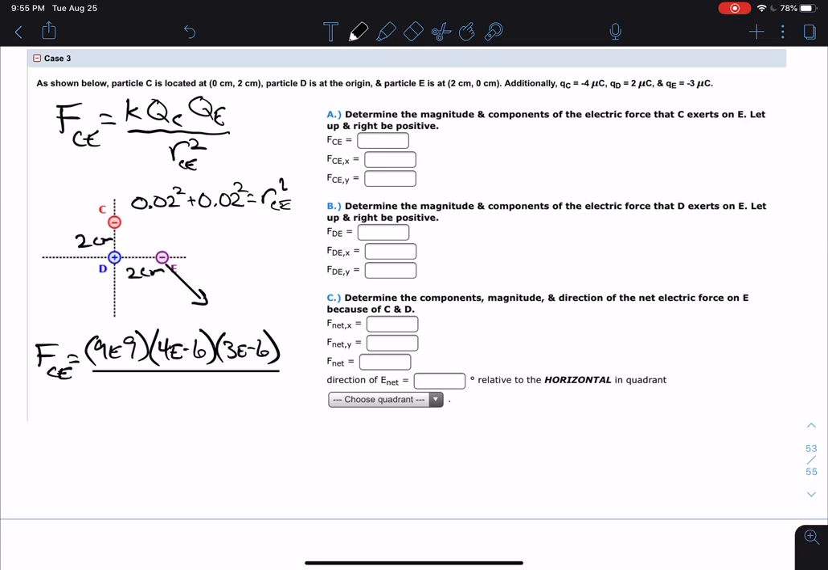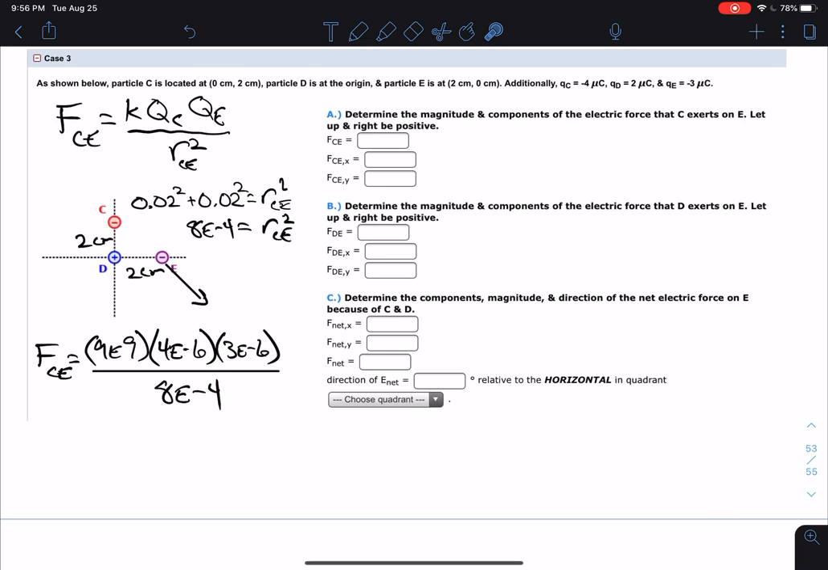Apologies for that mistake there. But now, when I do that, I get 8e negative 4 equals RCE squared. Now I could solve for RCE, but I don't actually need RCE. I need RCE squared. So this is 8e negative 4. And so I've converted my charges to coulombs, and I've converted the distance to meters, so RCE squared is in square meters. So this is now in the appropriate units.